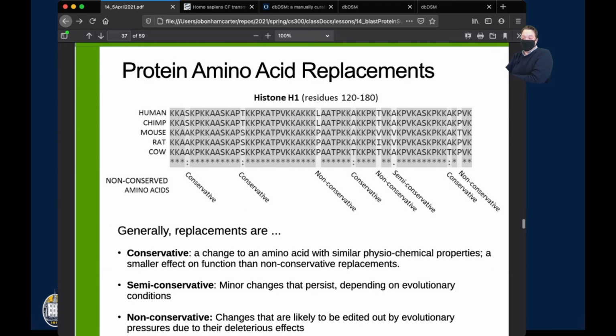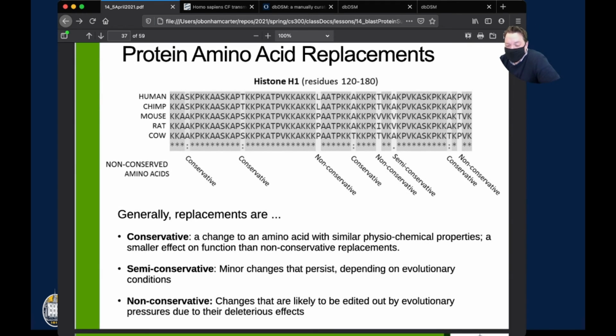And so what you do is you're aligning things all over again. And this is your alignment. There's a paper out there that actually has this. But I like this because it talks about the conservative, non-conservative, and semi-conservative natures of these replacements. And so they looked at human, chimp, mouse, rat, cow. These are protein sequences. You can tell that they're proteins because they're not A's, T's, G's, and C's, but they are, I see K's, A's, S's, P's, and some other stuff.